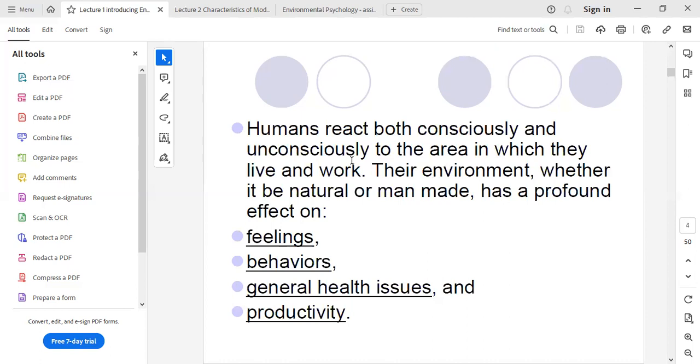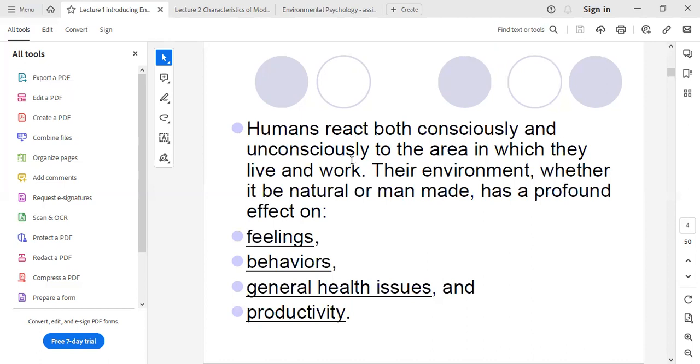So humans react both consciously as well as unconsciously to the areas which we live in or work in. And those environments, either natural or man-made, tend to carry certain effects on ourselves, such as our feelings, behavior, general health issues, and productivity.